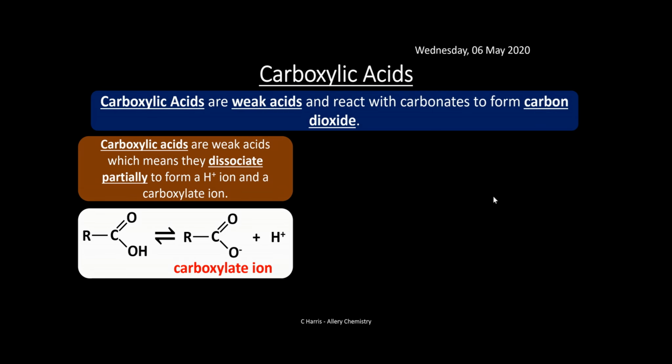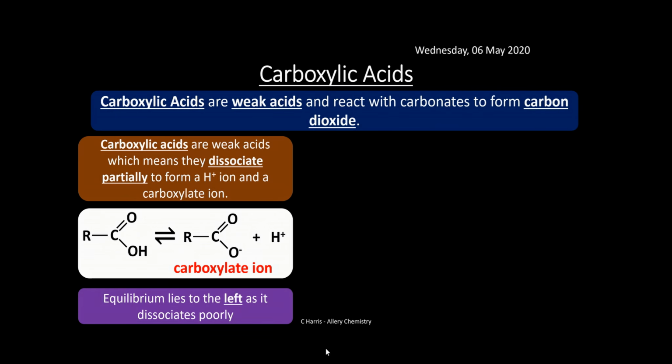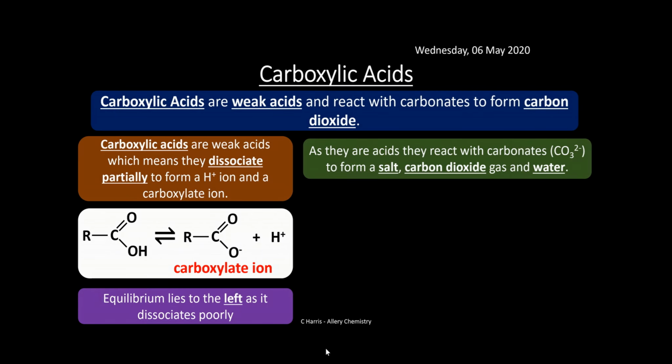When it dissociates, it breaks up into its ions, but because it's a carboxylic acid, it's a weak acid, so equilibrium will lie well over to the left hand side, which is over on this side, so you won't get much of these but you get a lot of this. So equilibrium lies well to the left because it dissociates poorly. As they're acids, they do react with carbonates, that's CO3 2-, to form salt, carbon dioxide and water.